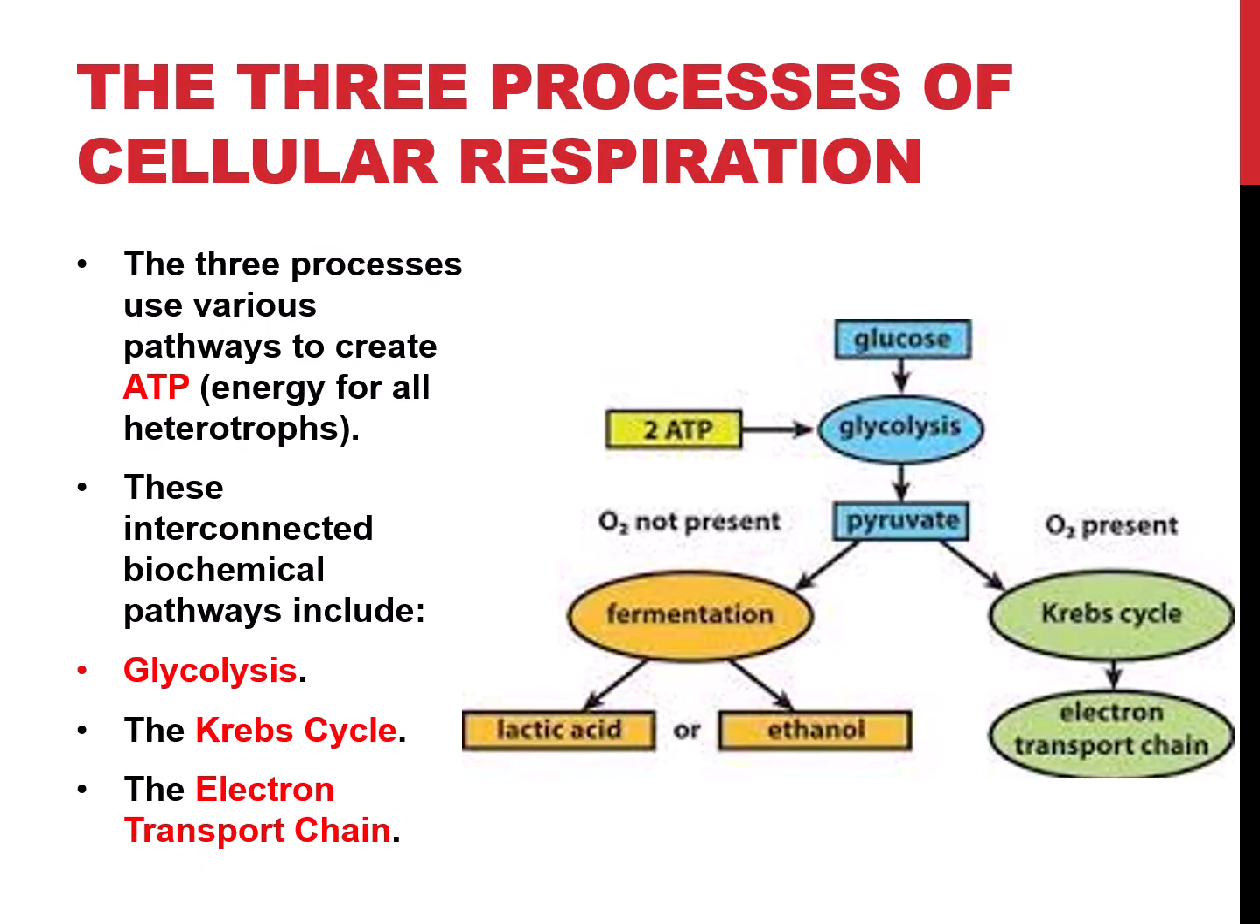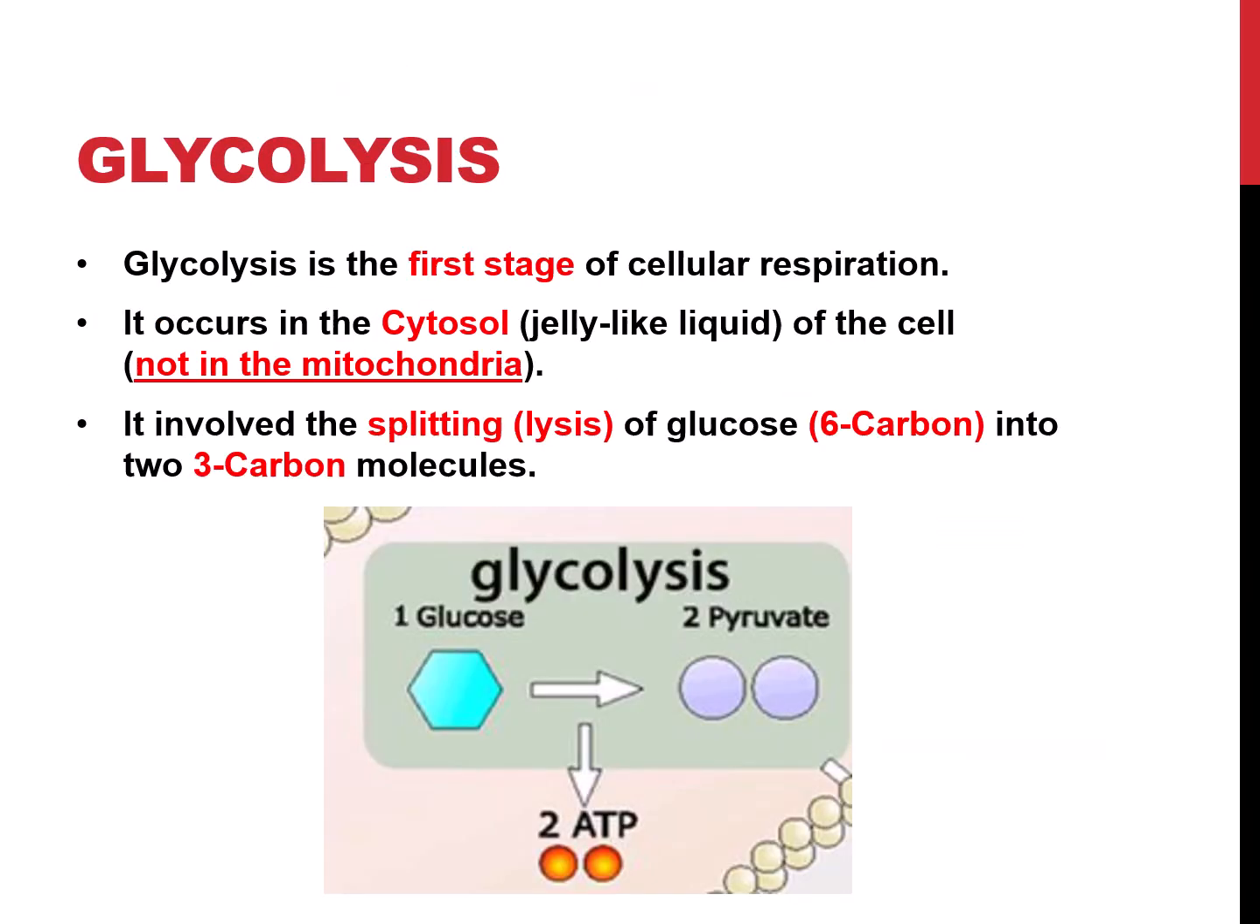So we have three processes that occur in cellular respiration. So we're going to break it down to glycolysis in this video, the Krebs cycle in the next video, and the electron transport chain, or ETC, in that last video. So we have glycolysis here. It's the first stage of cellular respiration, the one we're going to be focusing on in this video.